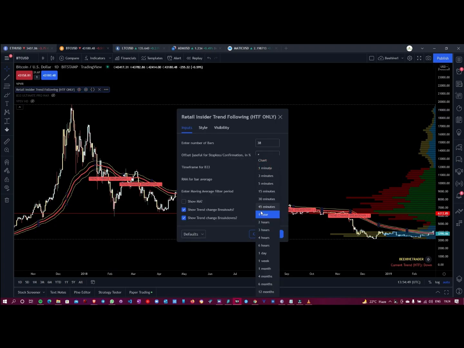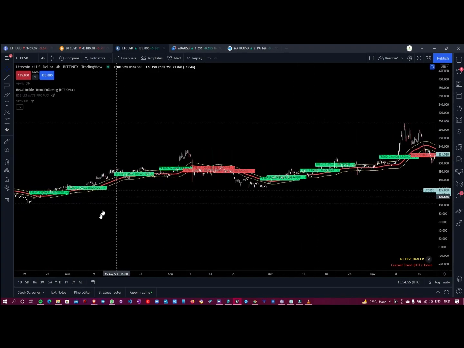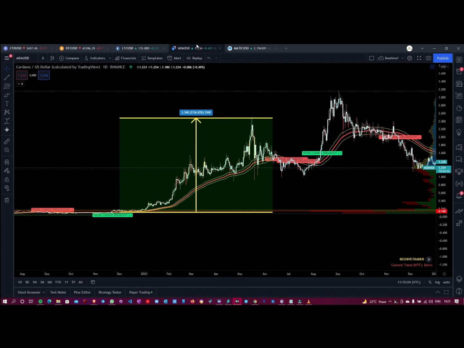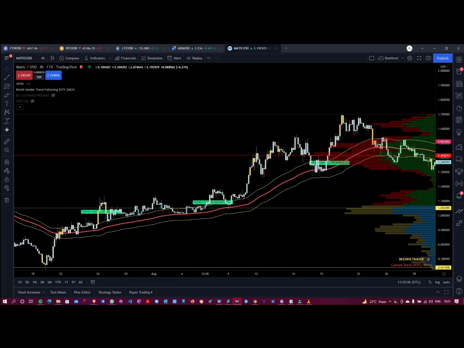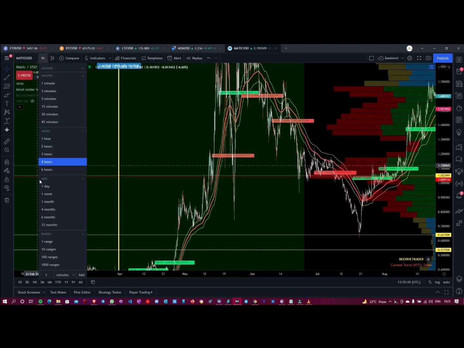On Litecoin as well, we have seen a couple of good runs and some choppy movement as well. On Cardano, we saw some nice run, and here comes Matic. It was one of the biggest with over 10,000% return, but unfortunately I sold way too early.